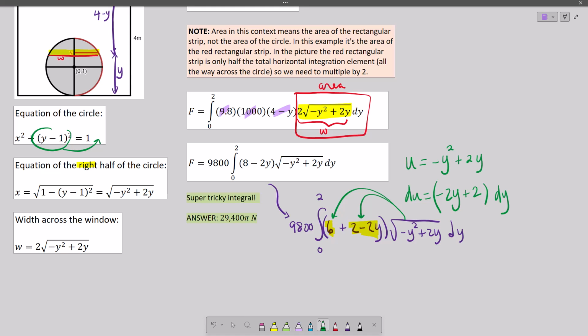So we take the derivative, it's like, oh, if we had a minus 2y plus 2, we could use substitution. So we create a minus 2y plus 2. So we just take that 8 and break it into a 6 and a 2 and group it this way and then distribute that square root and you can get to it, but it's very tricky. Very tricky. Any other questions on the setup?